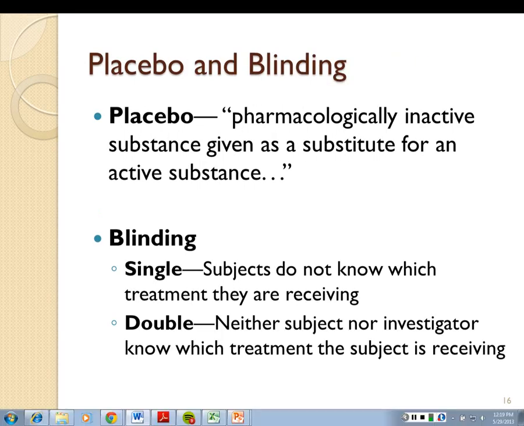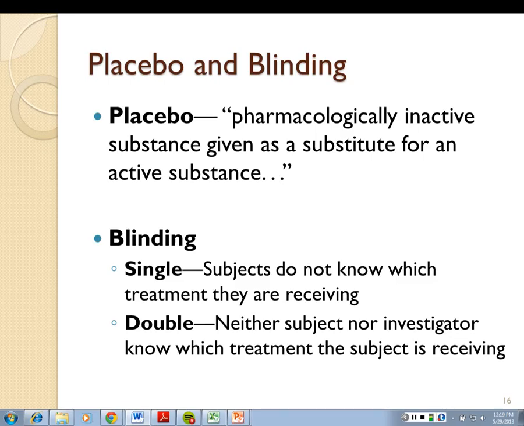Now, placebos are used to make the treatment groups as comparable as possible, to have each group's experience be as similar as possible. Blinding indicates whether or not the subject, or the subject and the researcher, know whether a subject is receiving the active treatment or the placebo.